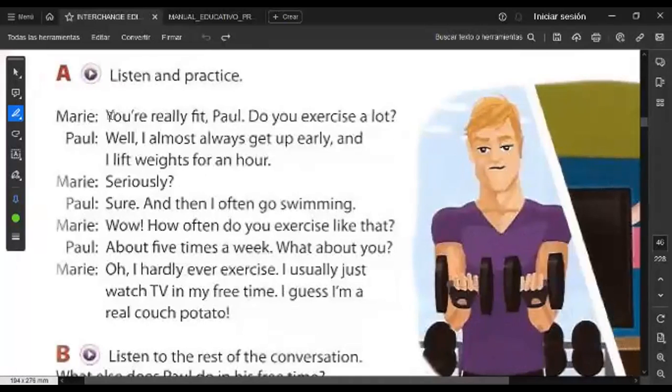You're really fit, Paul. Do you exercise a lot? Well, I almost always get up early. And I lift weights for an hour. Seriously. Sure. And then I often go swimming. Wow. How often do you exercise like that? About 5 times a week. What about you? ¿Y tú? Significa ¿y tú? ¿Y usted?